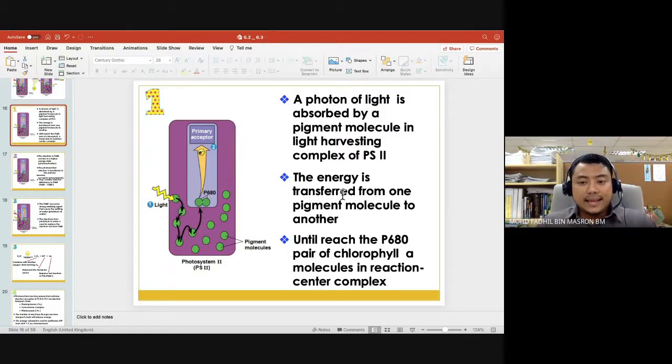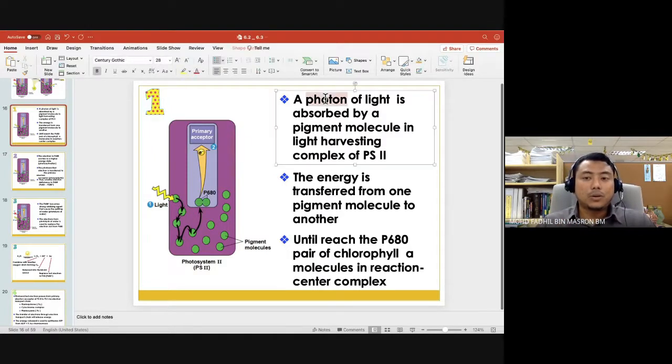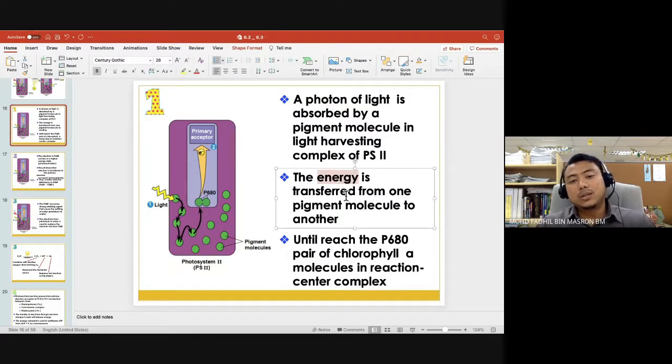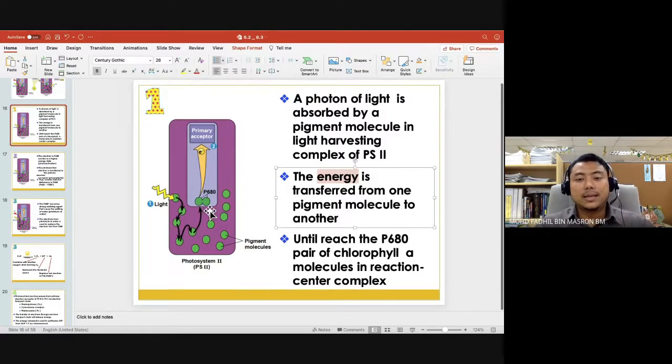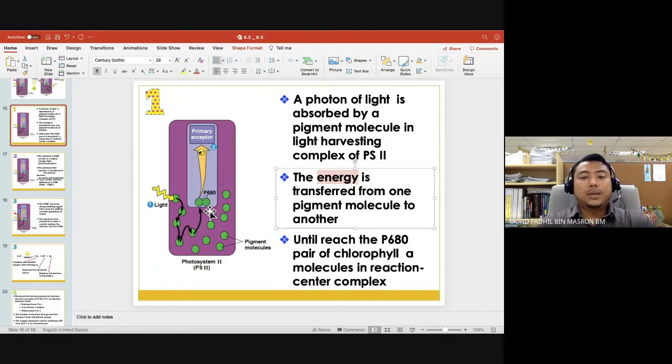Okay. The energy, nampak tadi kita cakap pasal photon of light yang being absorbed. Lepas tu kita use the term the energy yang being transferred. So this black arrow over here is the energy, bukannya photon of light. Okay, so the energy is transferred from one pigment molecule to another pigment molecule until it reach the P680 pair of chlorophyll A. Apa P680 pair of chlorophyll A tu? Remember, these two green structure here is chlorophyll A, tapi dia adalah special dan dia dipanggil sebagai reaction center P680. So the energy dibagi dekat reaction center ini.